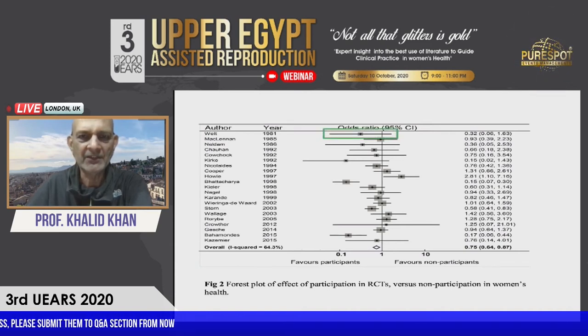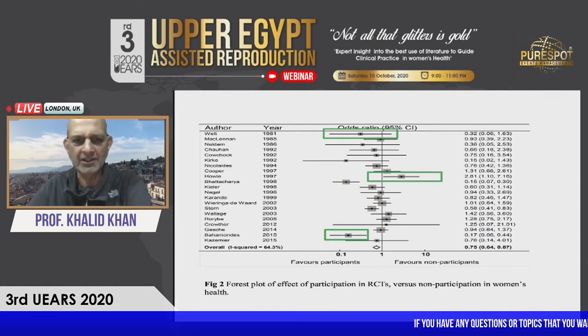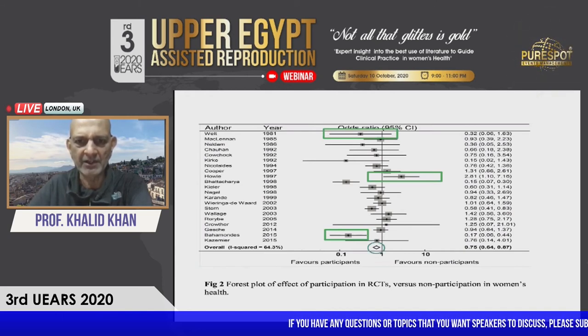In this study, we can see there is an effect, but the confidence interval crosses one, so it's not statistically significant. In this other one, the effect is against the intervention, which is taking part in research. And in another study, the effect is very much in favor of better outcomes amongst those who take part in research. And when all of this is put together, on average, the benefit is around 25%.